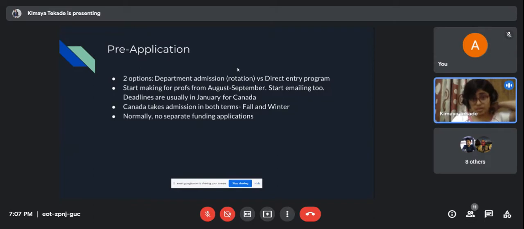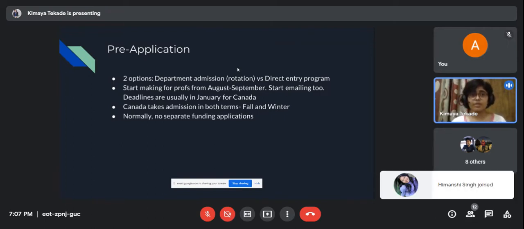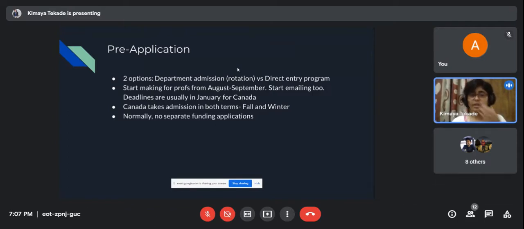The deadlines for Canada are usually early January, and Canada takes admission in both the winter term as well as the fall term. So if you're planning to take a break for a term, Canada takes admission in the winter term as well. Normally there is no separate funding application that you have to fill. If you are admitted via department, the department funds you, and if it's a direct entry program, the department and the prof fund you. But there are several other scholarships that you can apply for which are country specific, and your PhD application doesn't affect that. Those are independent from your PhD application, so you can also apply to that later.